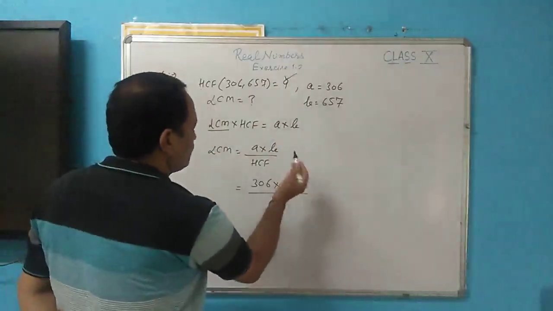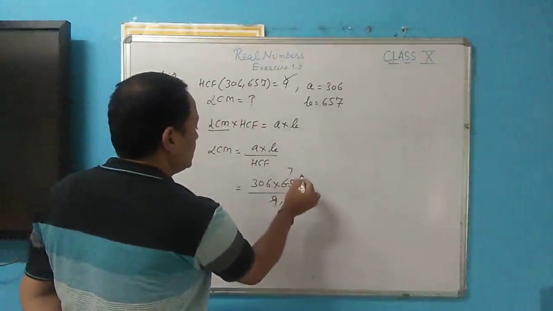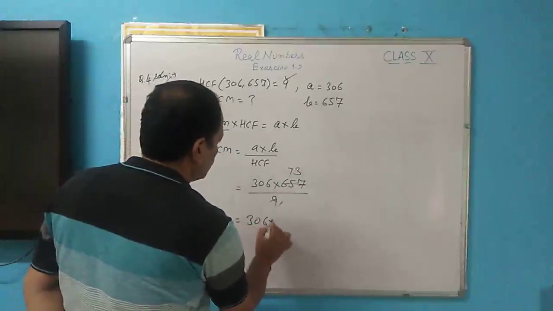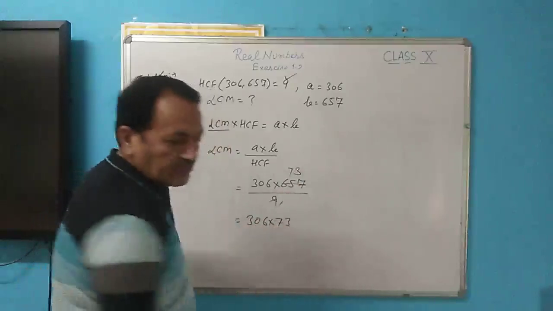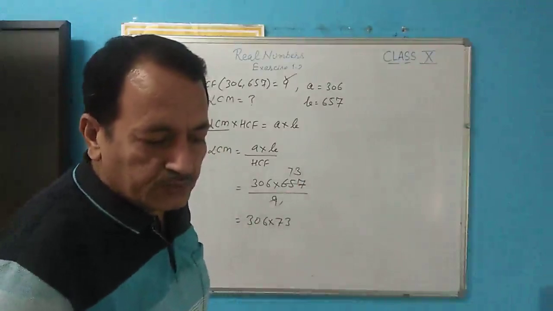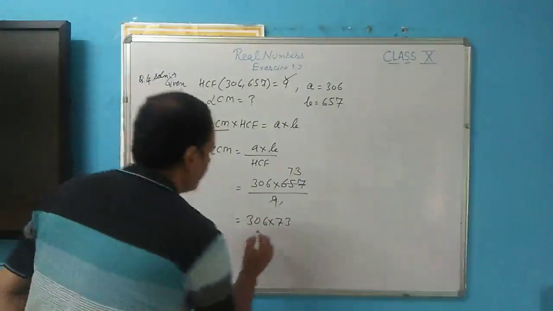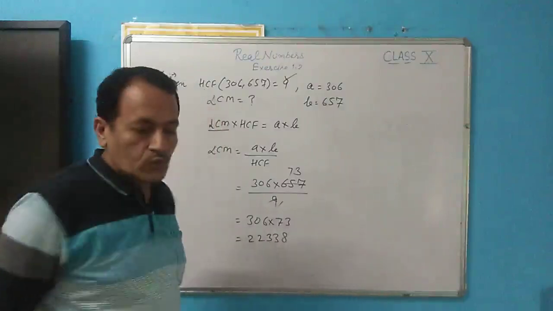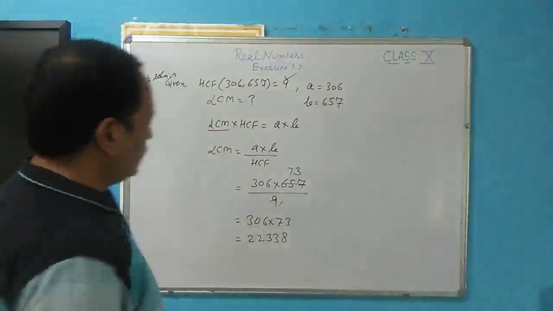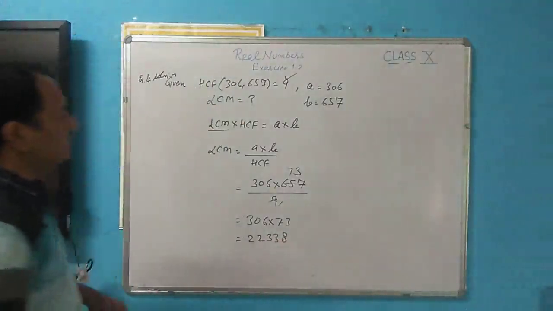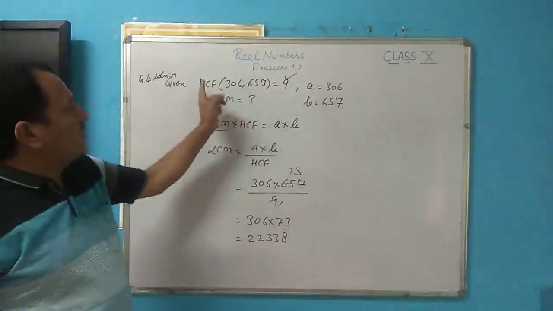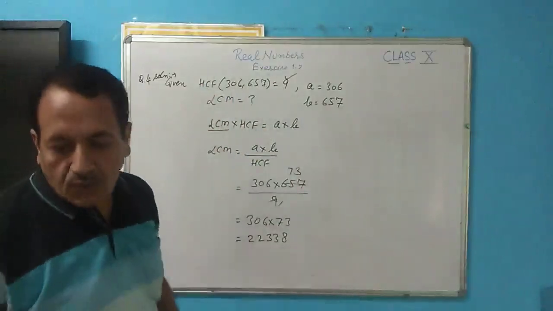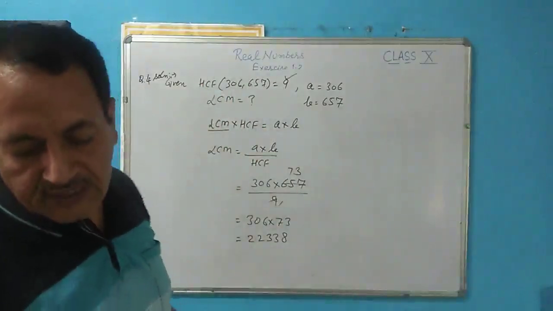9 1 the 9, 9 7 the 63, 9 3 the 27. So 306 into 73. If we multiply these two numbers, we get product as 22338. So in this way we can find out the LCM of two numbers when two numbers are given and their HCF is also given using this relationship. Now next question, question number 6.